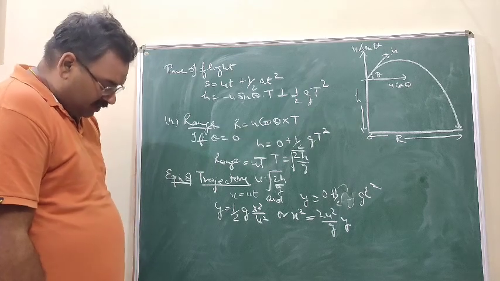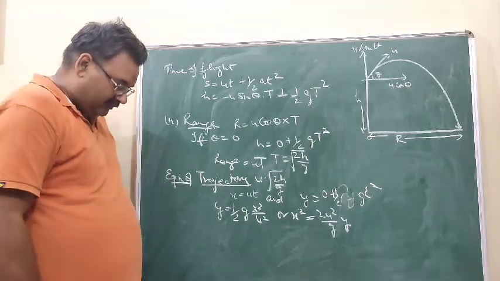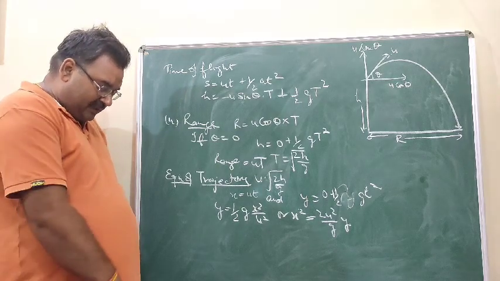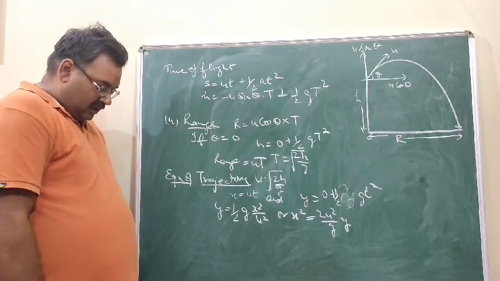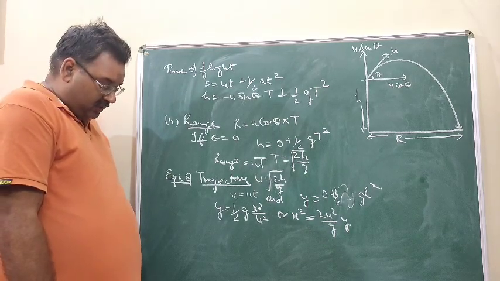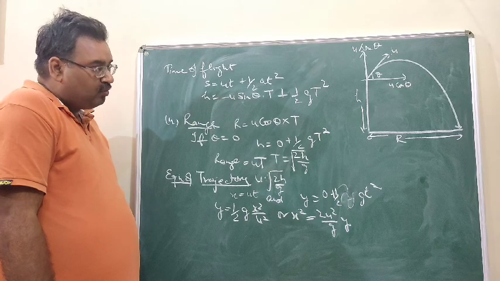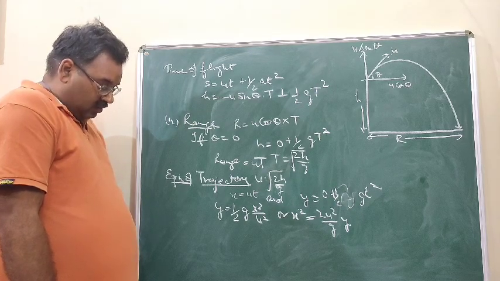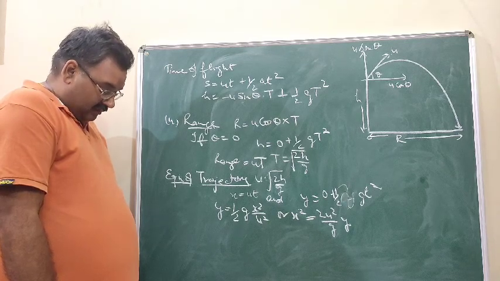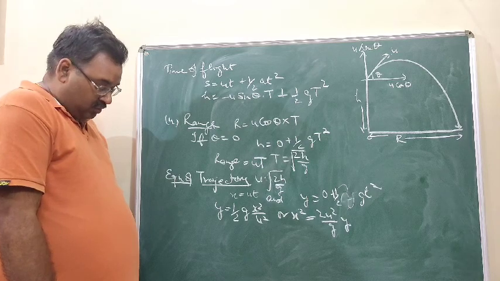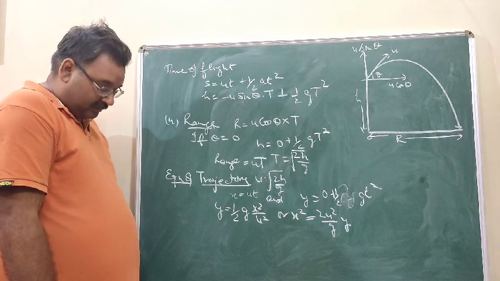Then we have the equation of trajectory. Let after time t, the projection from A, the particle is at P, taking O as origin. The coordinates of P are x and y. X is equal to ut and y is equal to half gt square. So projection क्या है? X is equal to ut and y is equal to 0 plus half gt square.